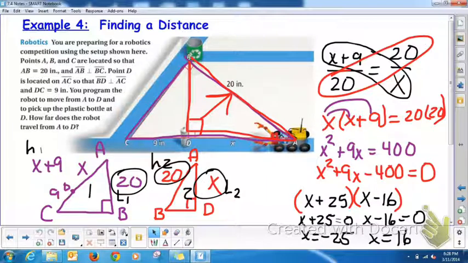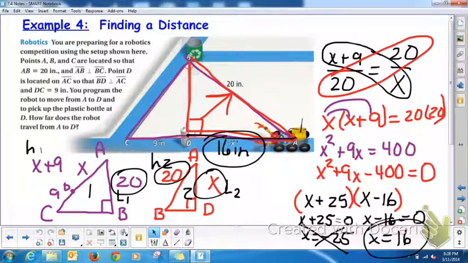So we're looking for a distance that this robot's going to travel. Can the robot travel a negative distance? So this one is not a solution, right? You have to have a positive solution. That's an extraneous solution. It doesn't work. It doesn't make sense. So the robot's going to travel 16. 16 what? It's in inches. The robot's going to travel 16 inches. We will practice this some more tomorrow in class.